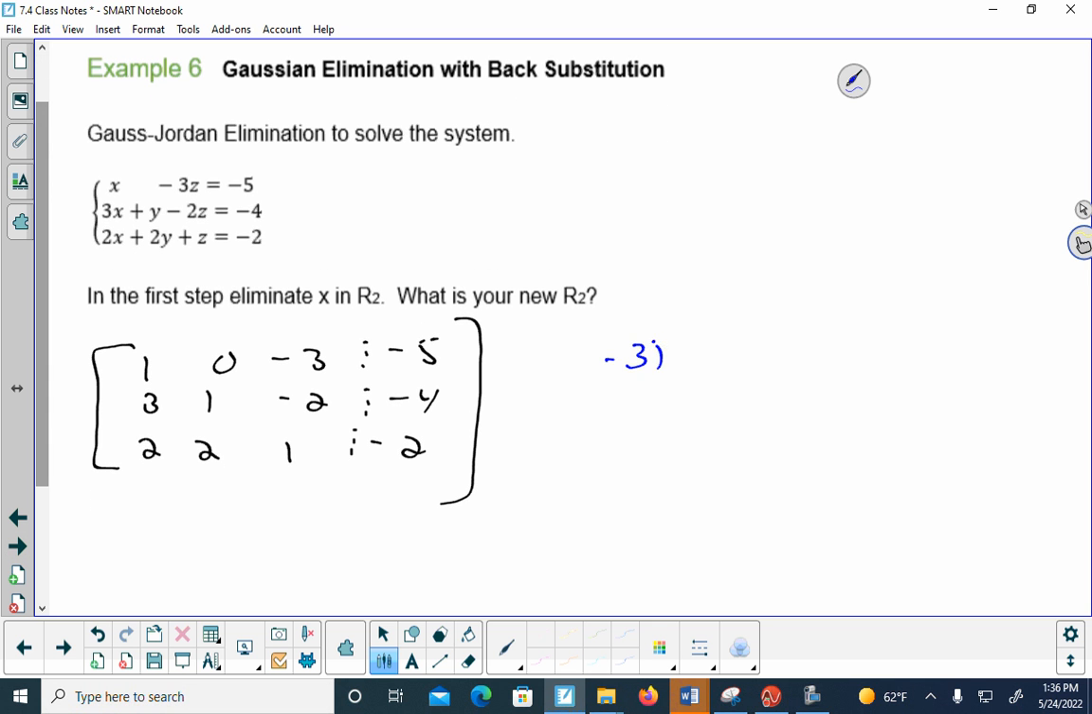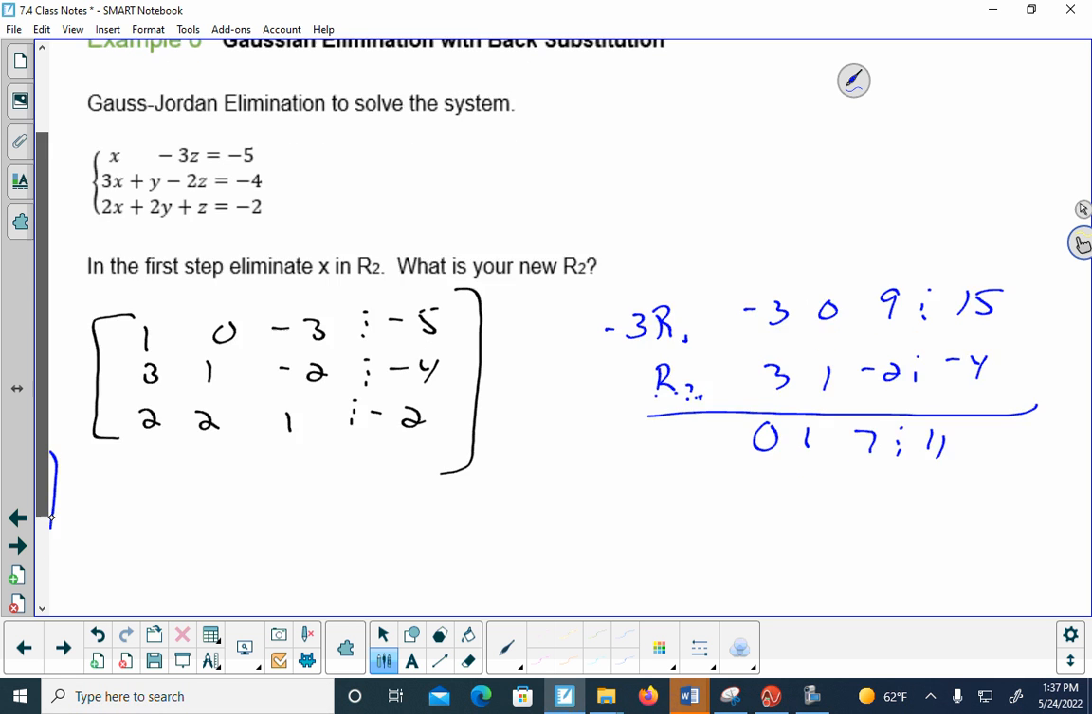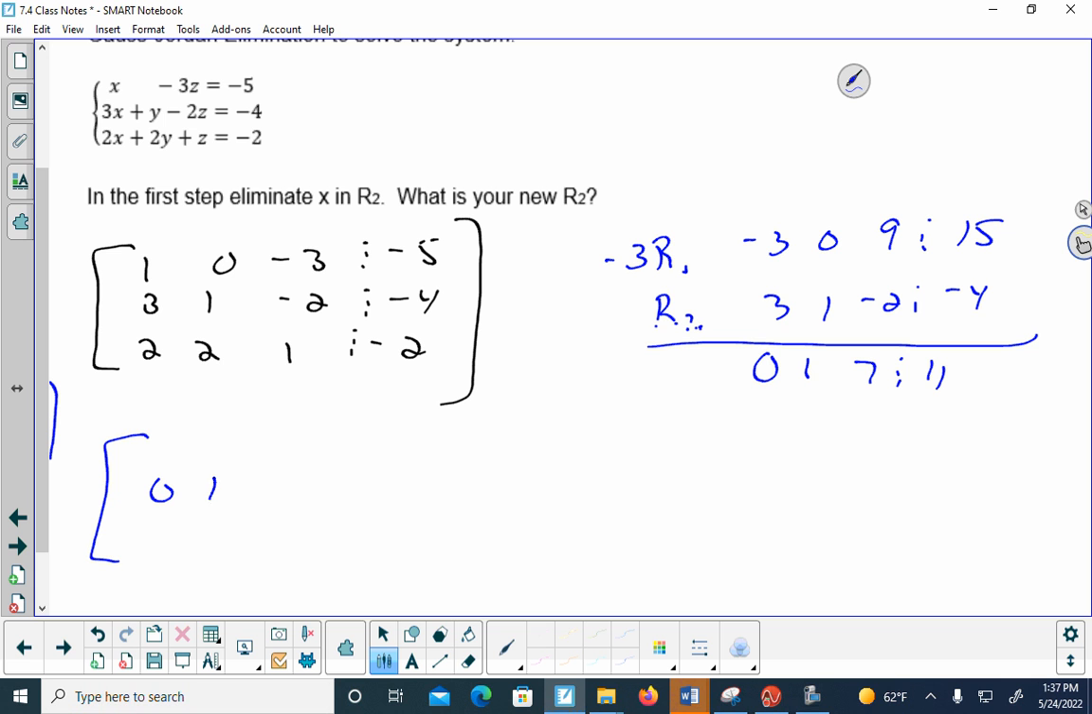So -3 times row 1, so we have -3, 0, +9, +15. Popping down row 2, 3, 1, -2, -4. When I add, it's 0, 1, 7, 11. Put that here. 1, 7, 11. You can leave row 1 alone.